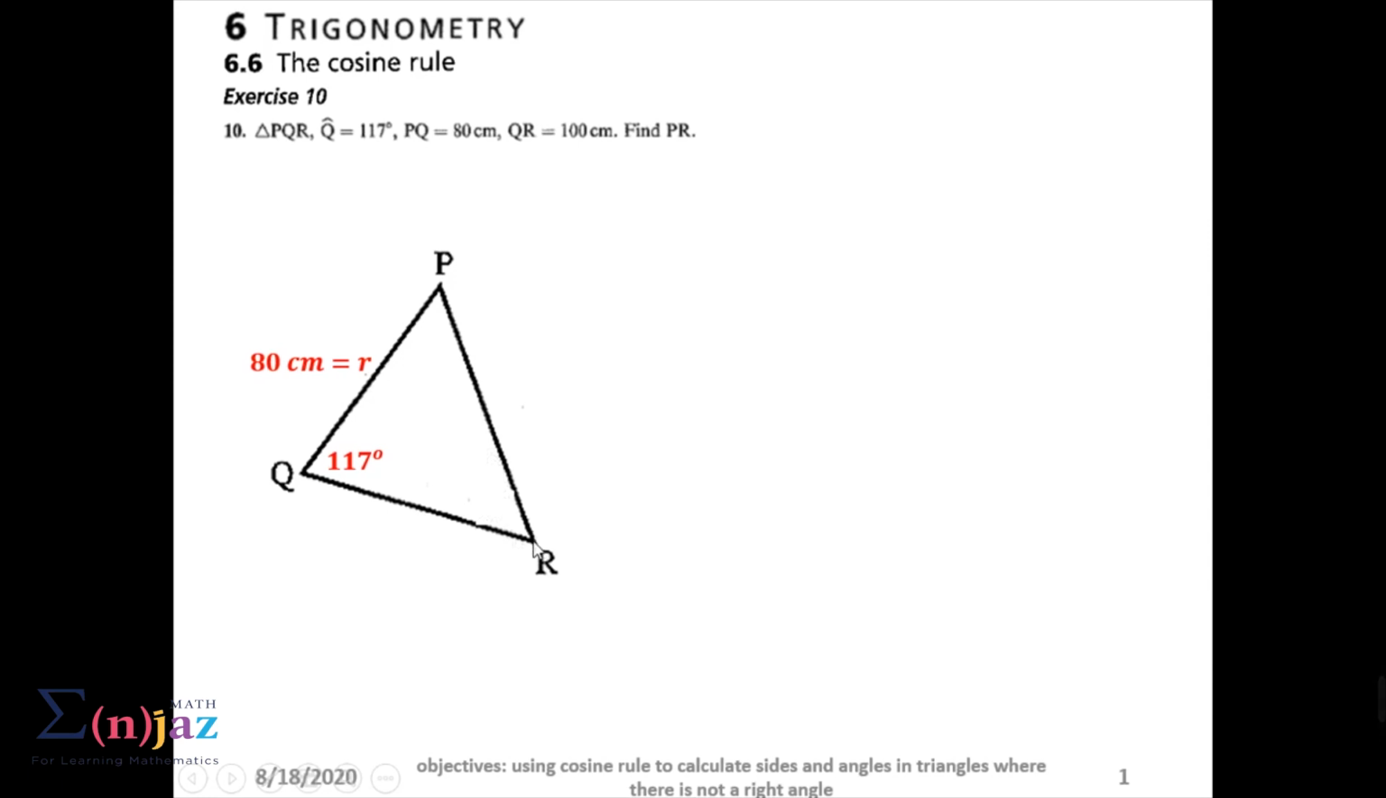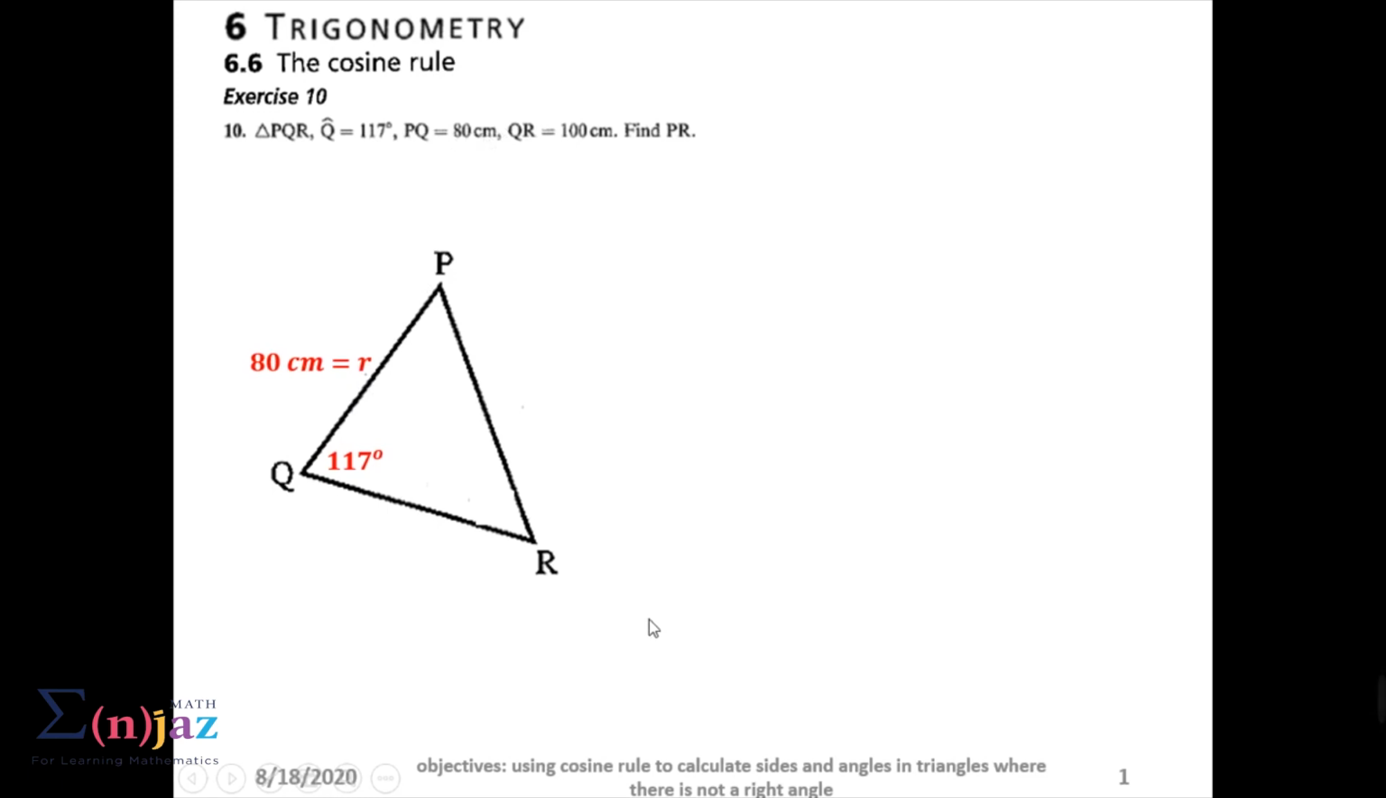The side that is right across the angle, the side that is opposite to the angle, so the opposite side to angle R is actually PQ. We name it as small r. So that's why we write here that small r is equal to 80 centimeters, which means it's given to me in the question.